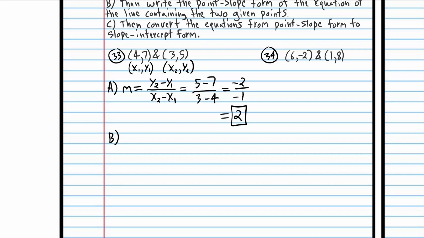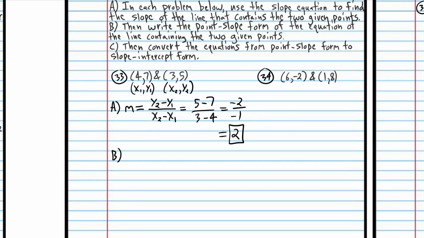So now part B, it says to write the point-slope form of the equation. That's going to be really easy because we have the slope. Again, if we're going to write the point-slope form, we have to know a point and the slope. Now, is that really that difficult to understand or to remember? No, because it's called point-slope form. If it's called point-slope form, then all you need is a point and the slope. That's why it's called point-slope form.